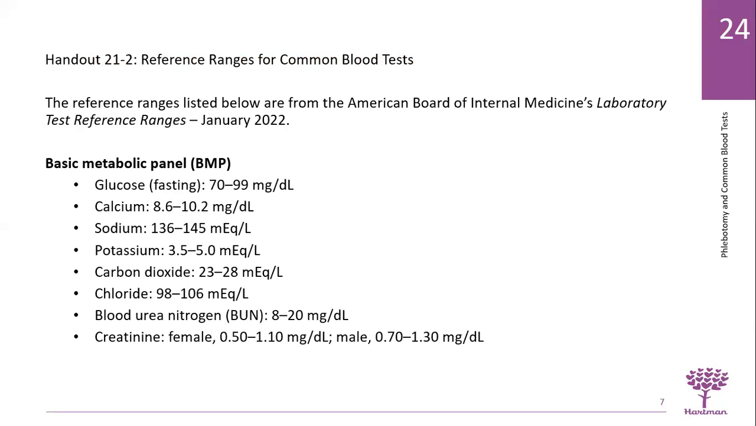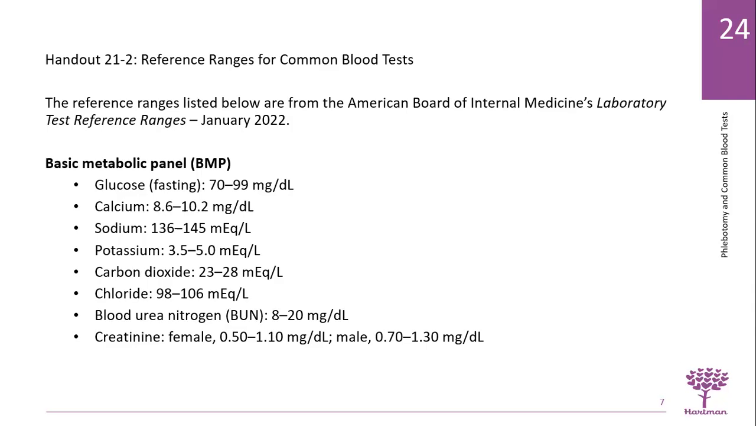For glucose, you want to make sure the patient was fasting, and that simply means fasting from at least midnight until the time of the test from the night before. And for a fasting glucose, the normal range should be 70 to 99 milligrams per deciliter, is how you would read that. Calcium, 8.6 to 10.2 milligrams per deciliter. Sodium, the normal range is 136 to 145 milliequivalents per deciliter. Potassium, 3.5 to 5.0 milliequivalents per deciliter.